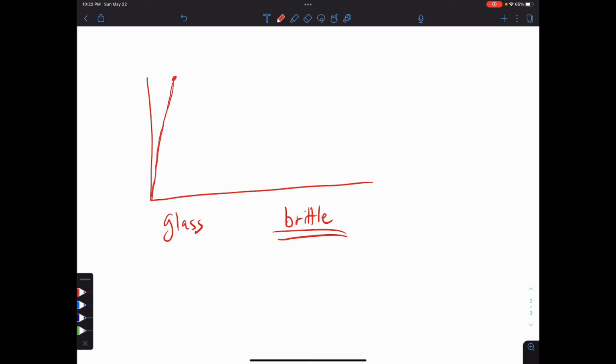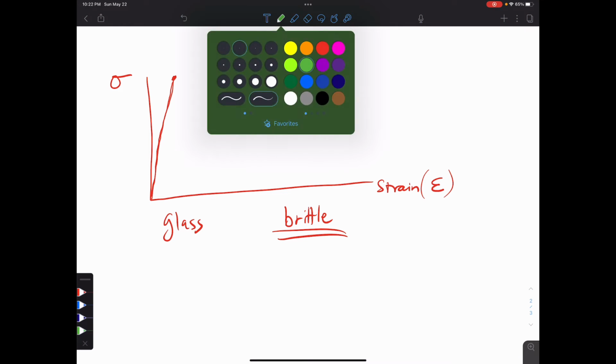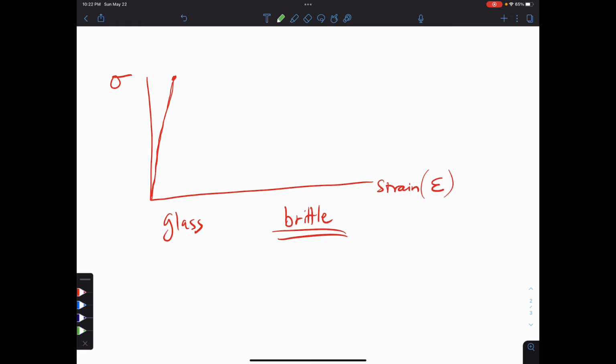Brittle, okay? And on the stress-strain curve, remember stress is up here and strain is down here. Strain is also sometimes represented by epsilon, the Greek letter, okay? So here we have a very brittle material. Okay, let's pick another material. Let's pick clay.